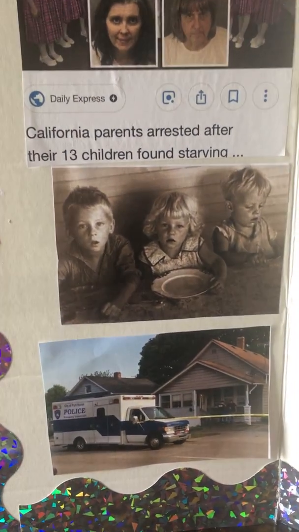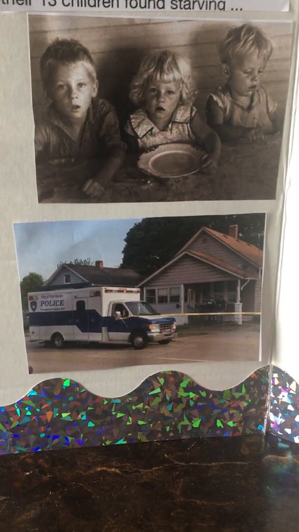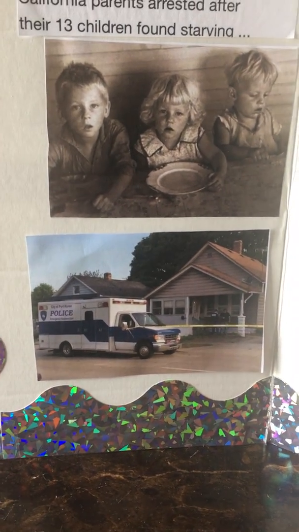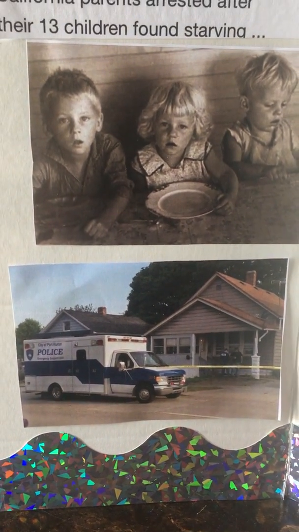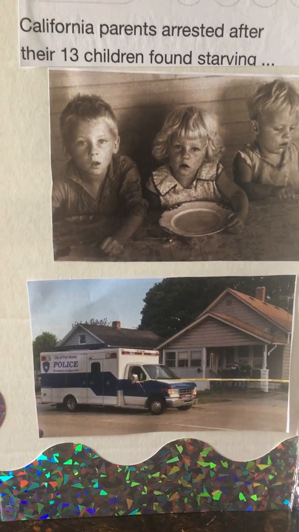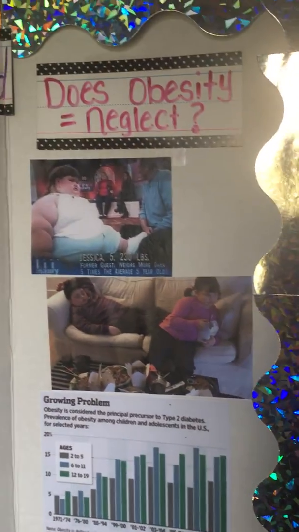We have more pictures of the faces of malnutrition. This picture here at the bottom shows the ambulance at the home of a 5-year-old that had to be removed due to malnutrition that child was experiencing. On the opposite end of the spectrum, we have children that are obese.